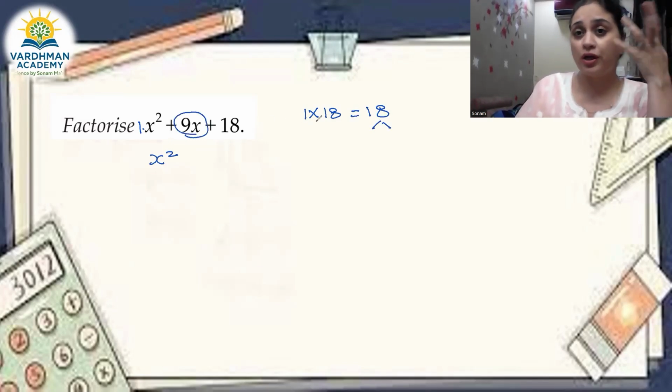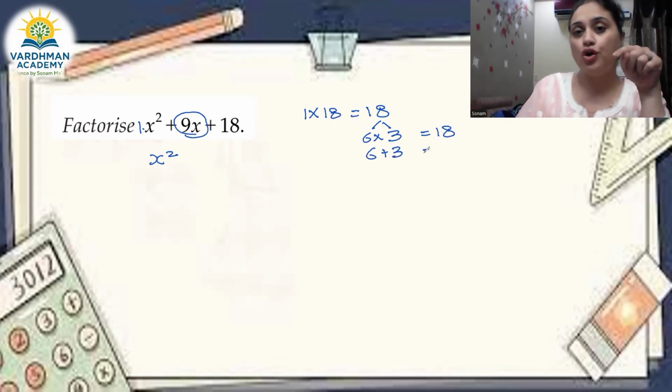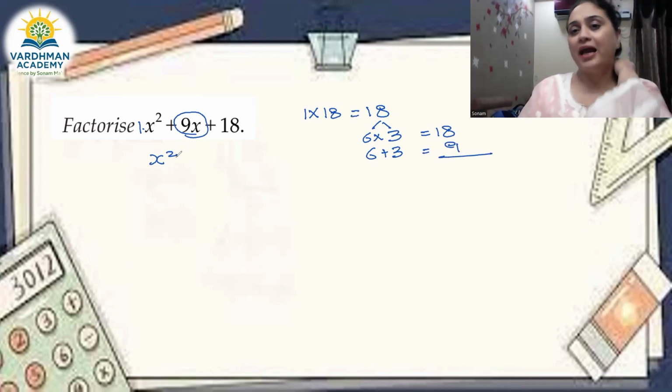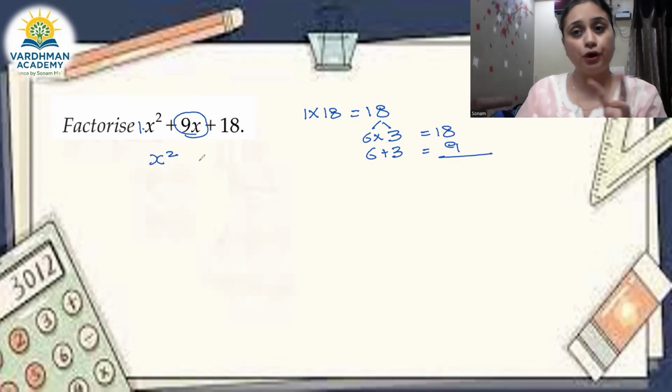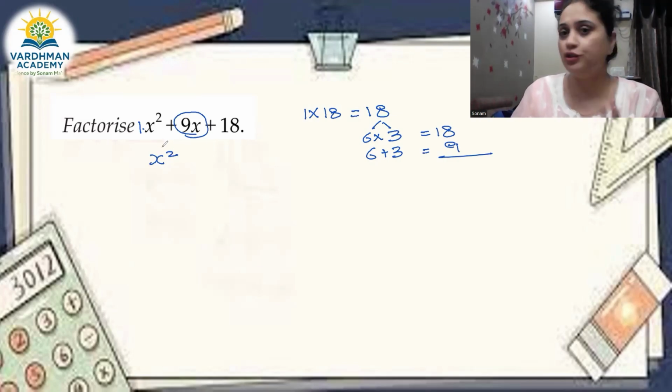So how could you do this? What are the other factors? Can you make it 6 times 3? Because 6 times 3 gives you 18. And at the same time, when you sum up the two, you will get the answer 9. Right, children? So you're getting the middle term on adding, and you're getting the product of the first and last on multiplying the two factors.